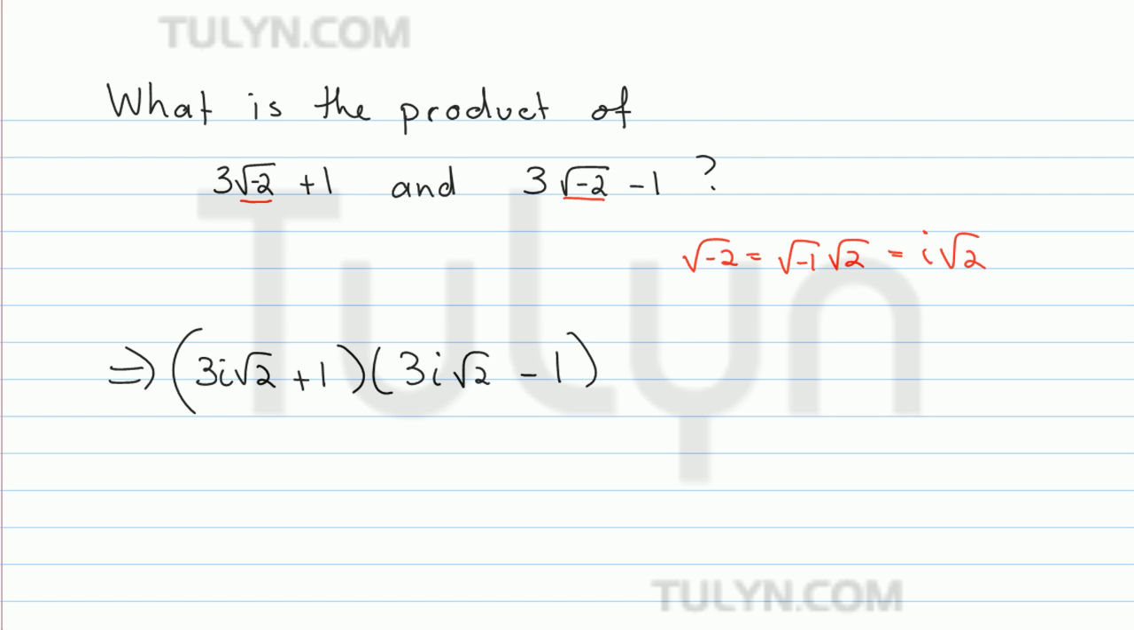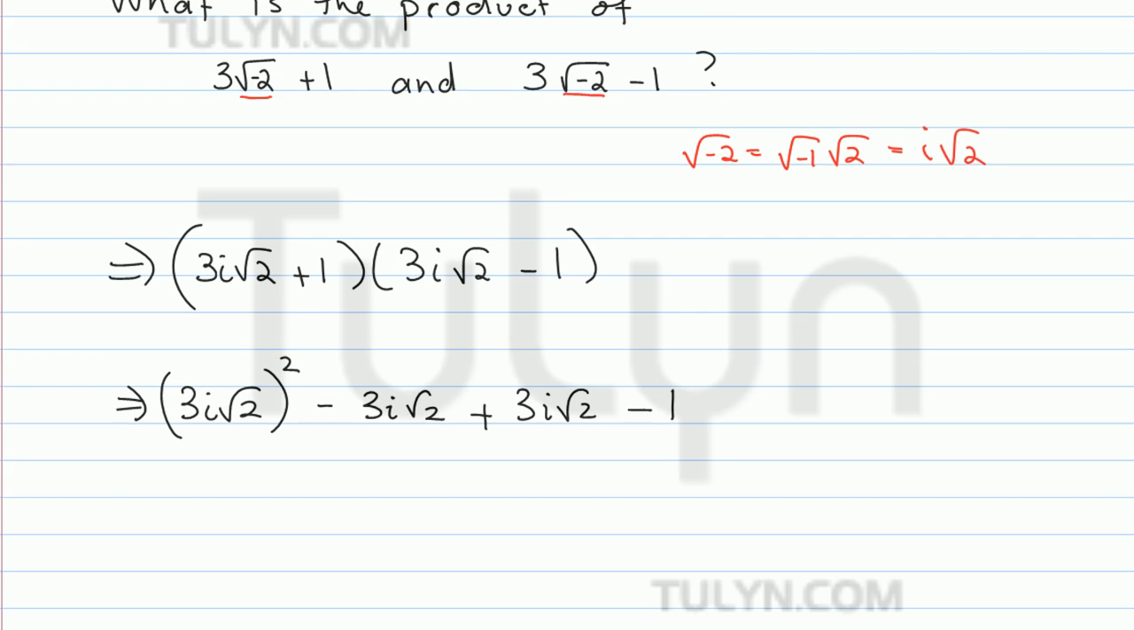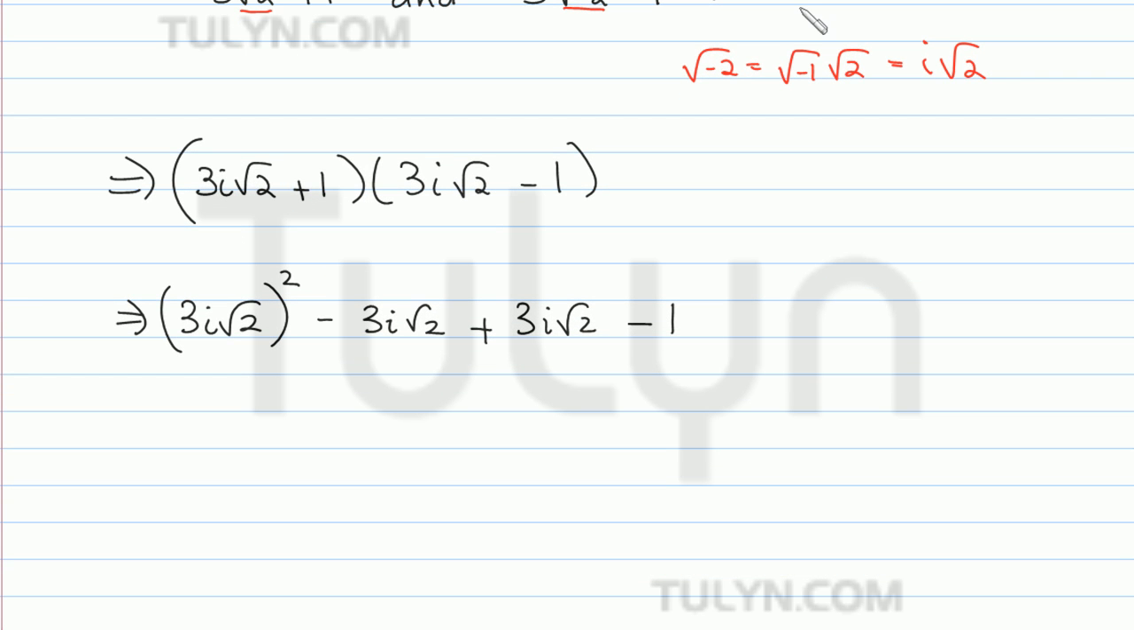So what we do in this case is use the FOIL method. We multiply the first terms together, so 3i square root of 2, all squared. Then we multiply the outer terms, so that becomes negative 3i square root of 2. Then the inner terms give us positive 3i square root of 2. And finally the last terms, 1 and negative 1, give us negative 1. So now notice that we have a negative 3i square root of 2 and a positive 3i square root of 2, that when we add them together, are going to give us 0.